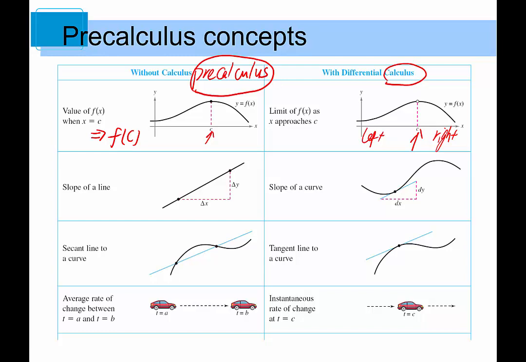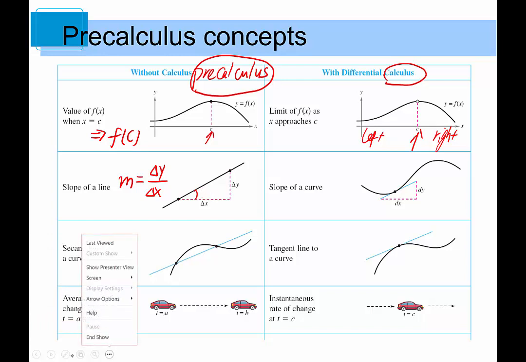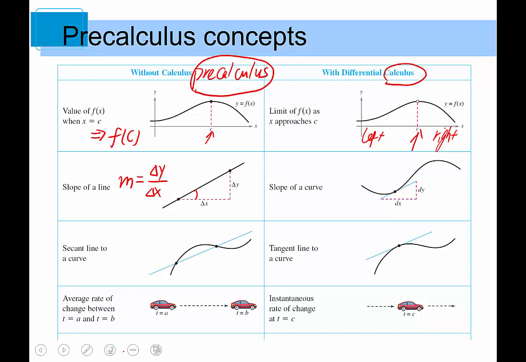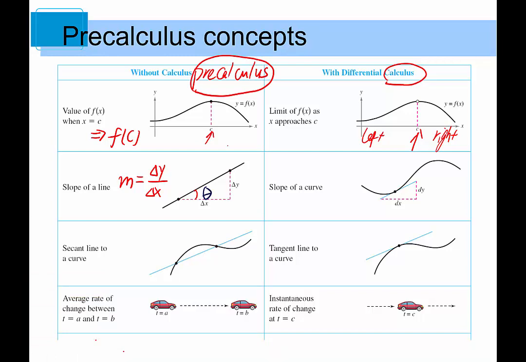And in precalculus, you will learn the slope of a line. Slope equals the change of y over the change of x. So this is the tangent of this particular angle, let's say theta. And here in calculus, you will be able to calculate the slope of a curve at this particular point, on a particular part of the curve.